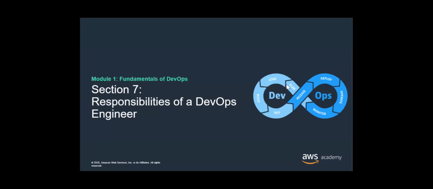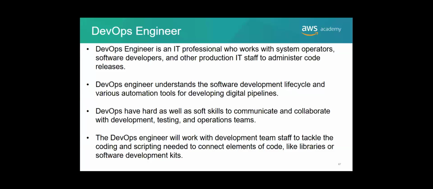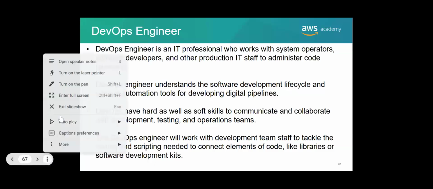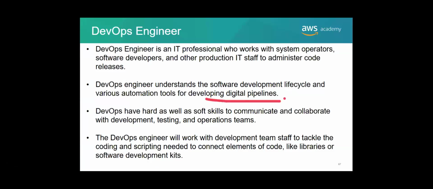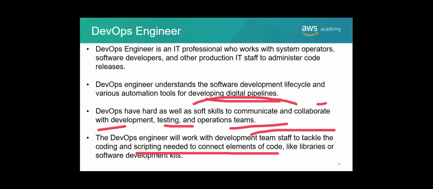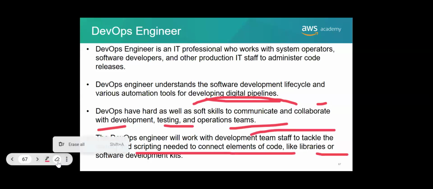Okay, let us see that in depth. You understand the software development life cycle and various automation tools for developing digital pipelines. Your job is to understand the pipelines, where you can create pipelines, and solve the issue. You should have proper soft skills, communication is the main one, and collaboration with the development team, testing team, and operation team. Just now I told you, right? You are not going to be a developer. You are just going to work with all these people like a mediator. The engineer will work with the development team stack to tackle the coding and scripting needed to connect elements to code, and libraries and software development kits as well.